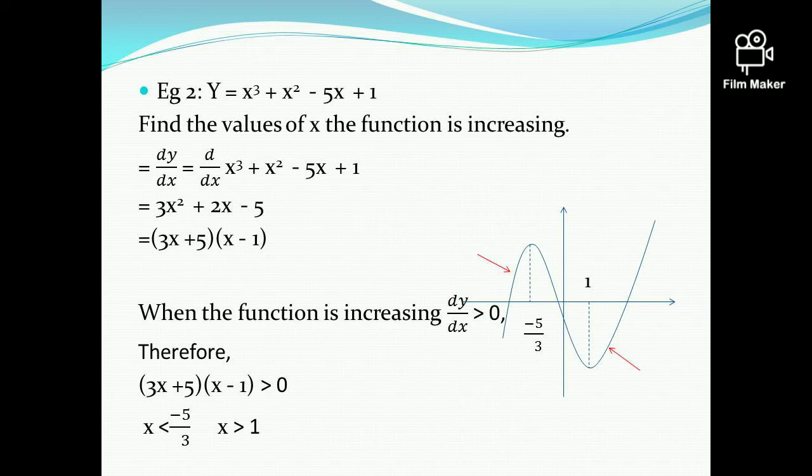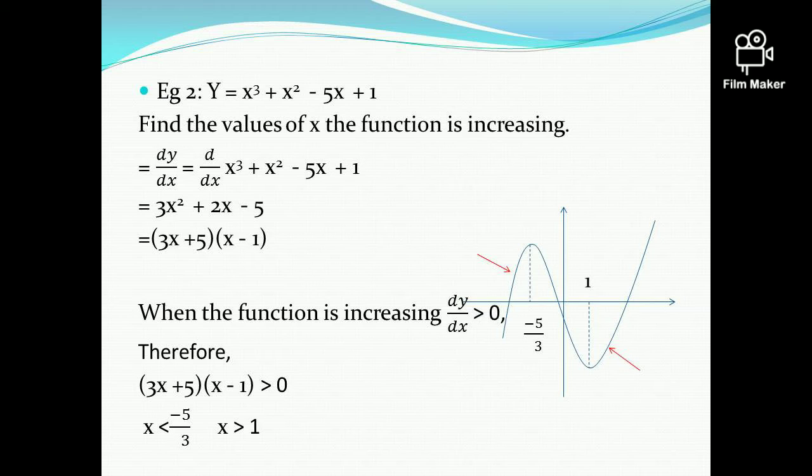If you solve this quadratic inequality, you will get the answers x is less than minus 5 over 3 or x is greater than 1. Therefore, if you plot this graph y equals x cubed plus x squared minus 5x plus 1, you can really understand that before minus 5 over 3, the graph is increasing.